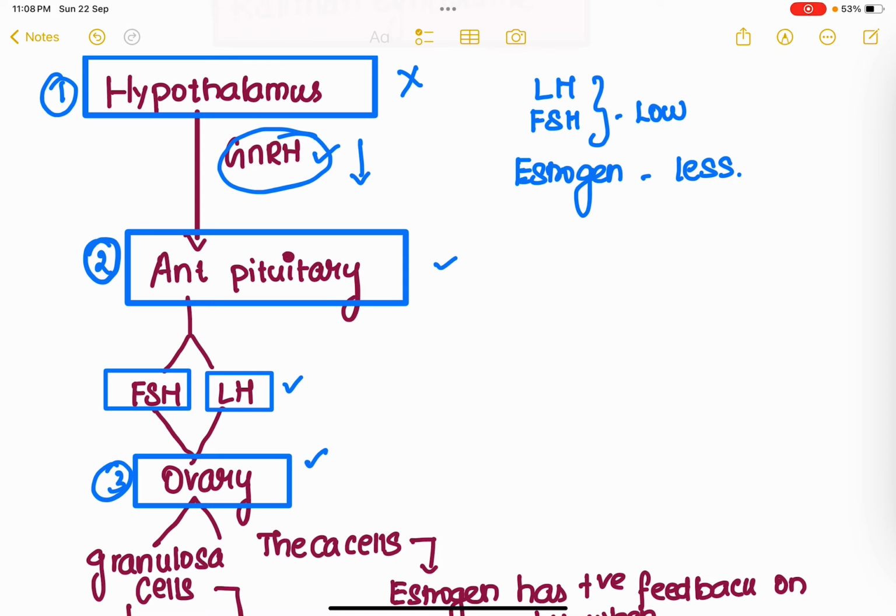One is that for the development of the breast, estrogen is very important. Therefore, the breast is going to be absent at puberty since the estrogen is going to be less.